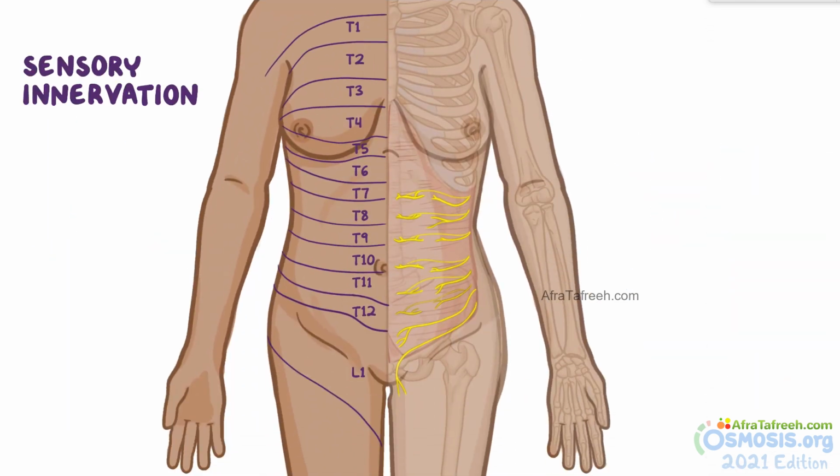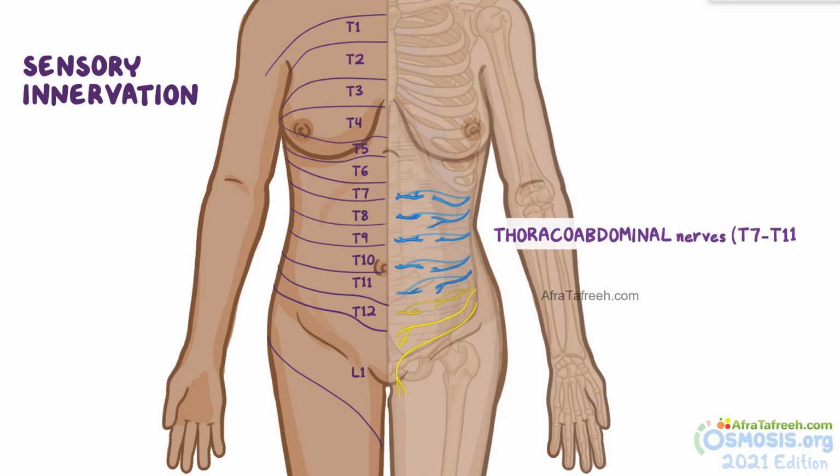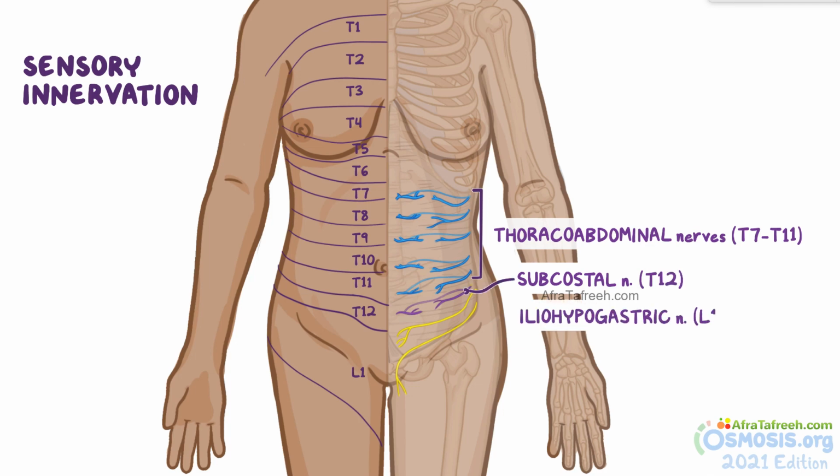So now let's have a look at the sensory innervation of the abdominal wall. The skin and muscles of the anterolateral abdominal wall are mainly innervated by the thoracoabdominal nerves, the subcostal nerve, and the iliohypogastric and ilioinguinal nerves.